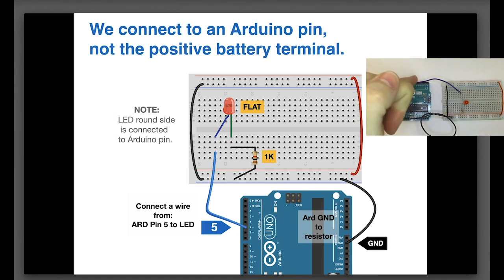This connection between the Arduino and the LED circuit is really the fundamental shift that we're looking at. Instead of a permanent connection to positive power supply, we're now connected to an Arduino pin which can provide a signal. And that signal, because it's digital, can either be a high or a low, a positive connection or a negative connection.